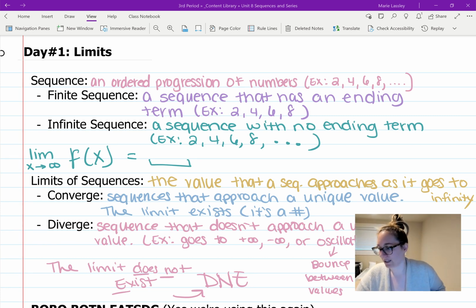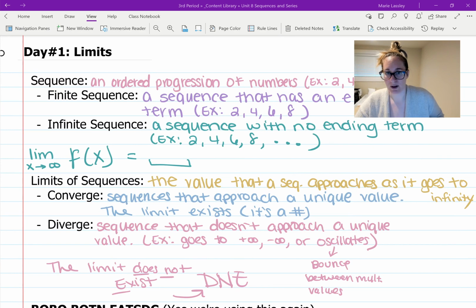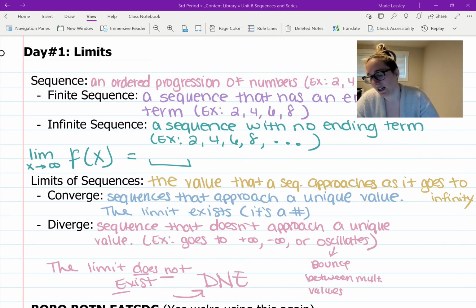Oh, I didn't even notice that my picture was in the middle of the... nope. I meant to move this part up here. There we go. All right, so DNE, does not exist. A little bit of a Mean Girls reference in there. If you've seen Mean Girls, you know, the limit does not exist. That's this.